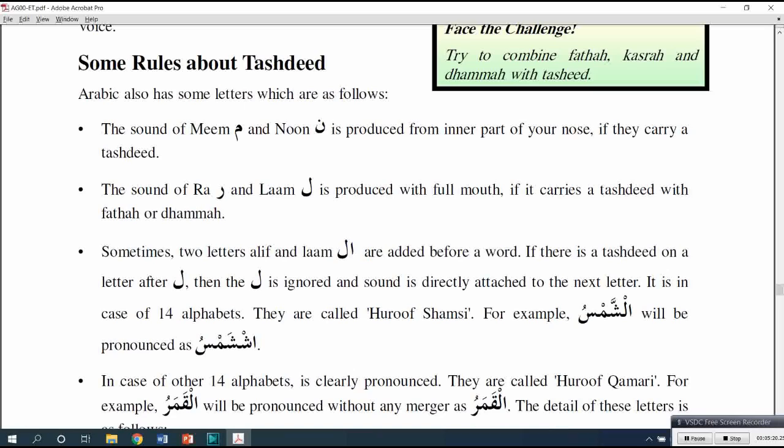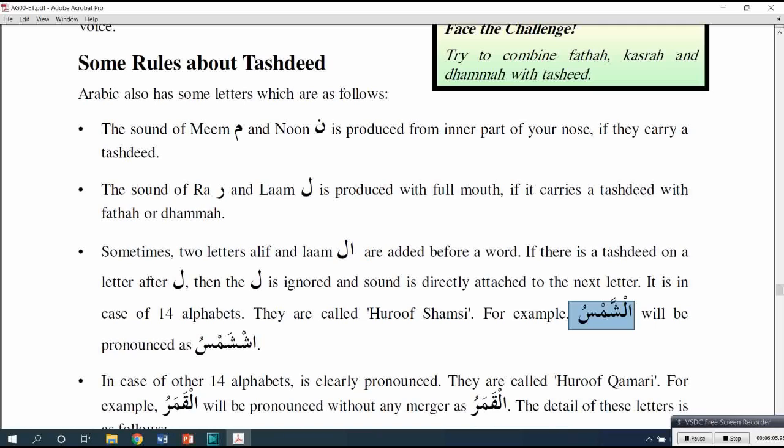So, see the word Ash-Shamsu. Ash-Shams, you can see this sheen is coming two times. This is Ash-Shams. But when you write in Arabic, instead of writing sheen two times, we use this Tashdeed there. Ash-Shams. It means the letter sheen comes double.